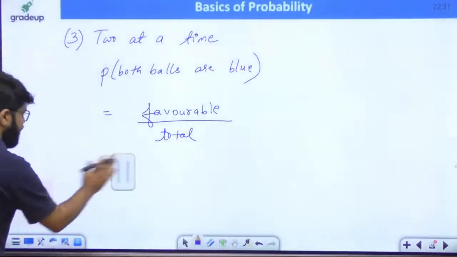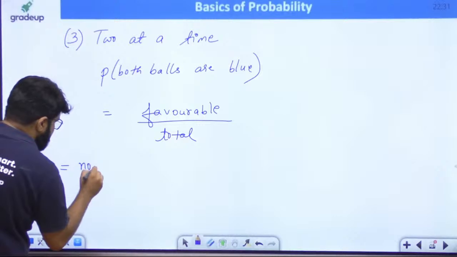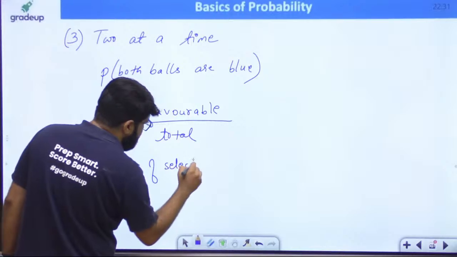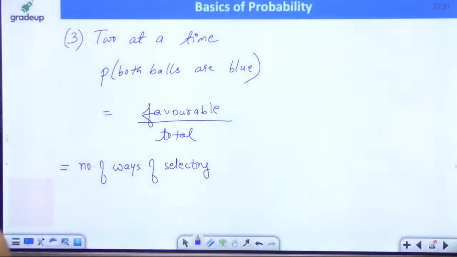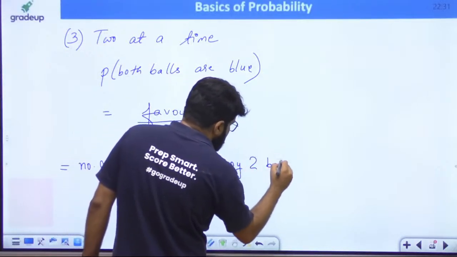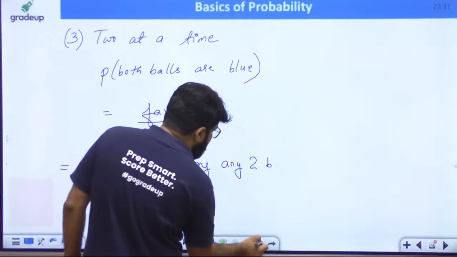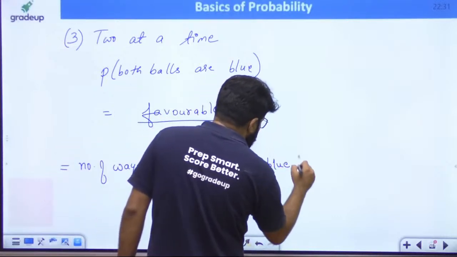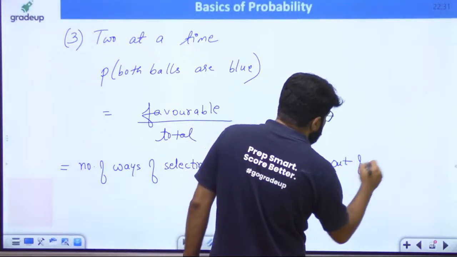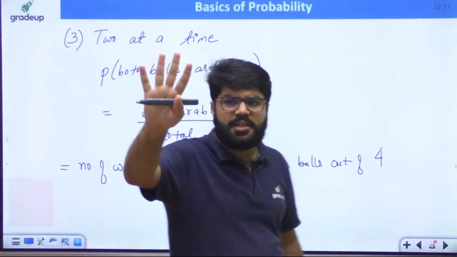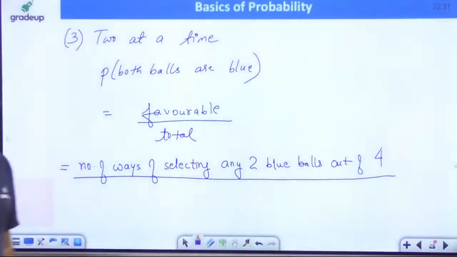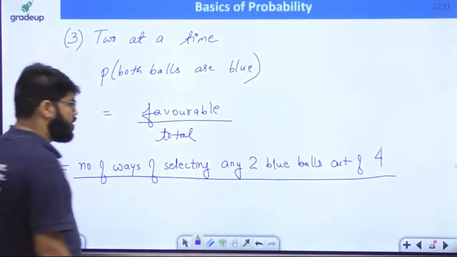The number of favorable events means the number of ways of selecting any 2 blue balls out of 4. How many blue balls are there, sir? It is 4 blue balls. Okay, so how many ways can the favorable event happen? The number of ways of selecting any 2 balls out of 4.